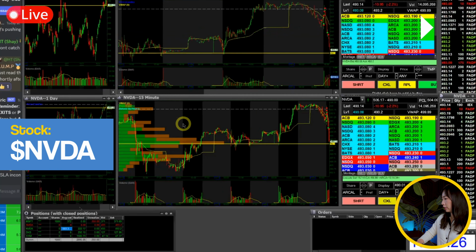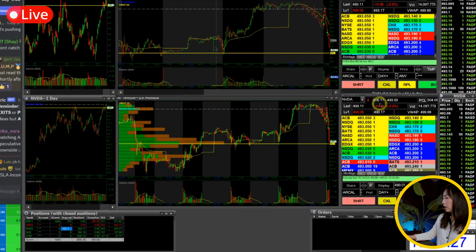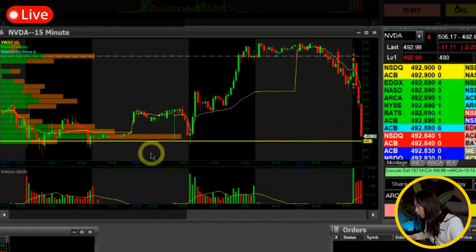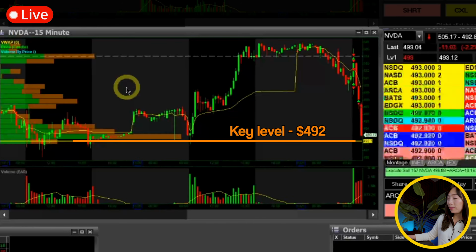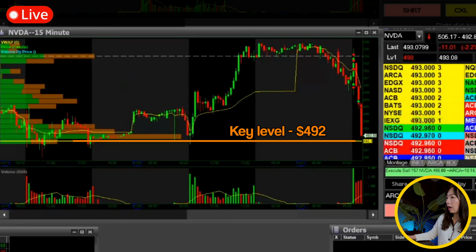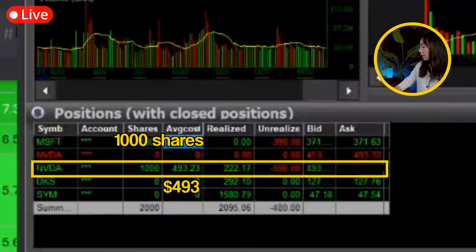On the chart down below here, I currently have 0 position in NVIDIA, even though I traded a long and a short side. You can see I had that 492s area drawn out on the intraday charts. That's going to be the key level I'm using. So note I'm using 5-minute chart on the top and 15 minutes at the bottom. You can see I just got in 1,000 shares of NVIDIA at 493.20s.